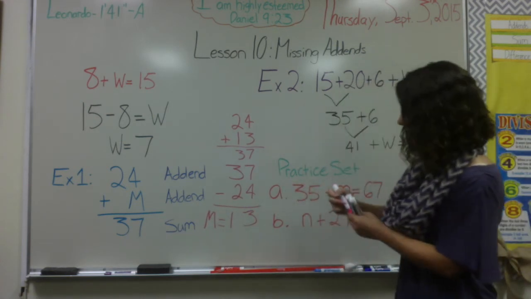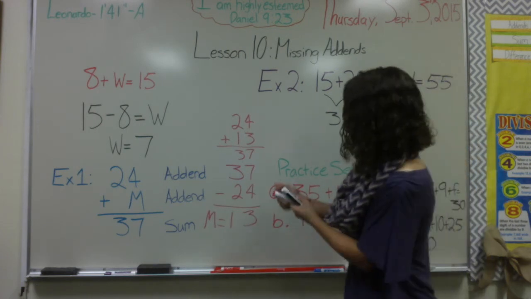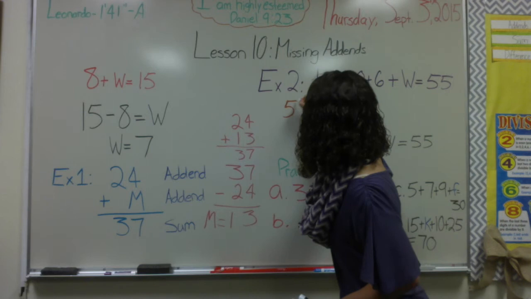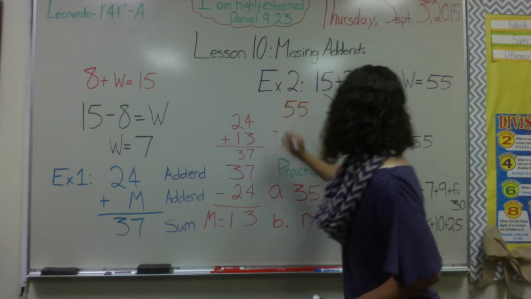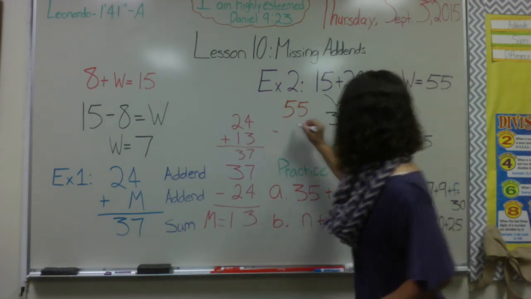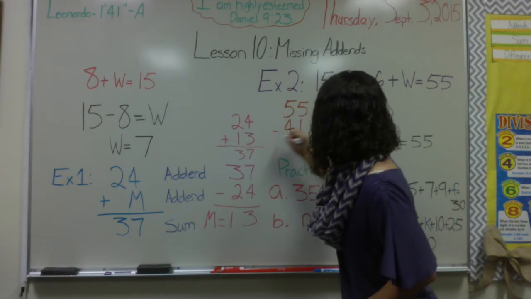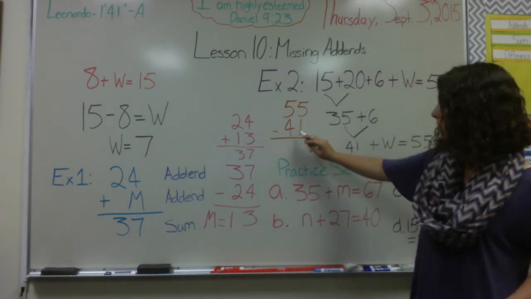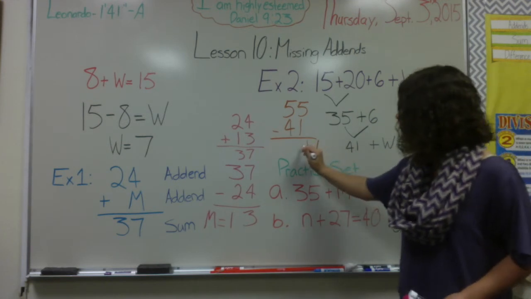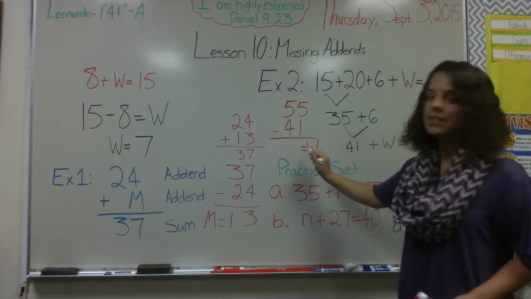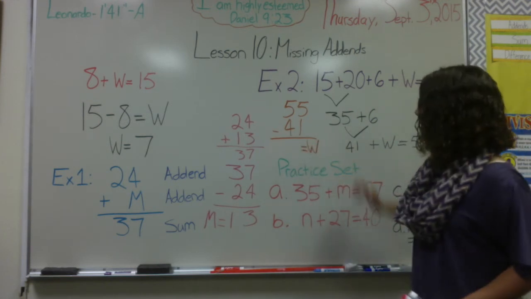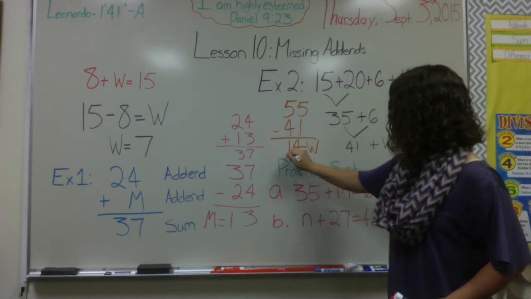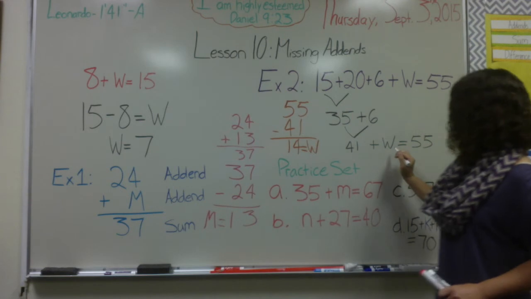I'll do it in a different color so it's not blending in with my work over here in example 1. 55 minus 41, and whatever is my difference, the difference between 55 and 41, is going to be what W equals. This is how I label. 5 minus 1 is 4. 5 minus 4 is 1, so 14 is what W equals.